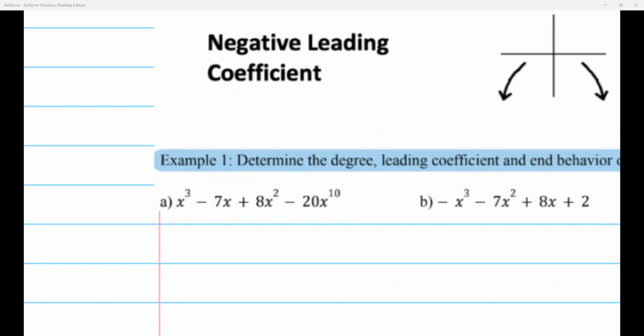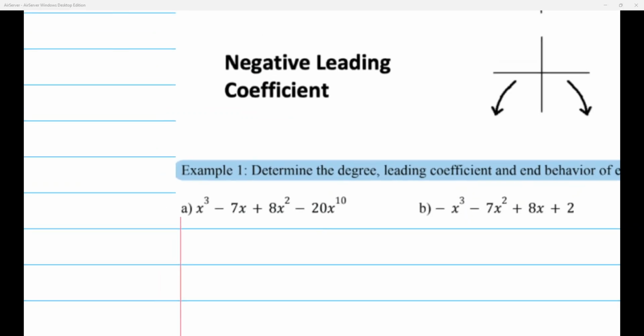We are going to look for the degree first. Remember, the degree is the largest exponent. This is not written in standard form, so I'm going to look for the biggest exponent that I have, and I see that the biggest exponent is 10. So I'm going to say that this thing has a degree of 10. Once we figure out that it has a degree of 10, then we're going to say, all right, this is an even degree.